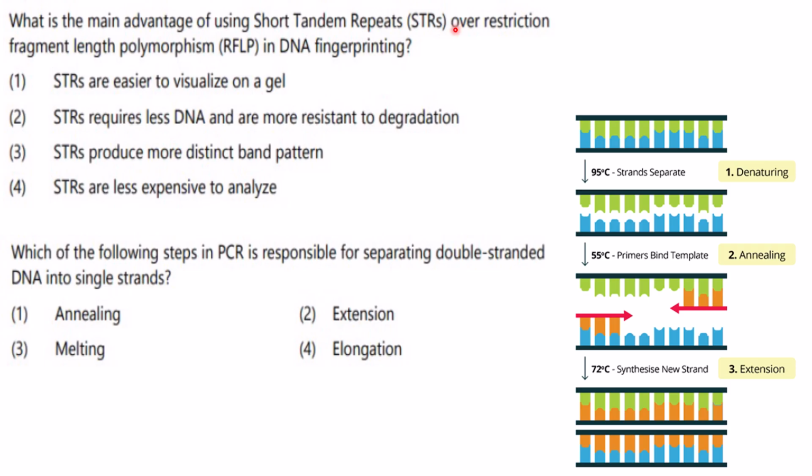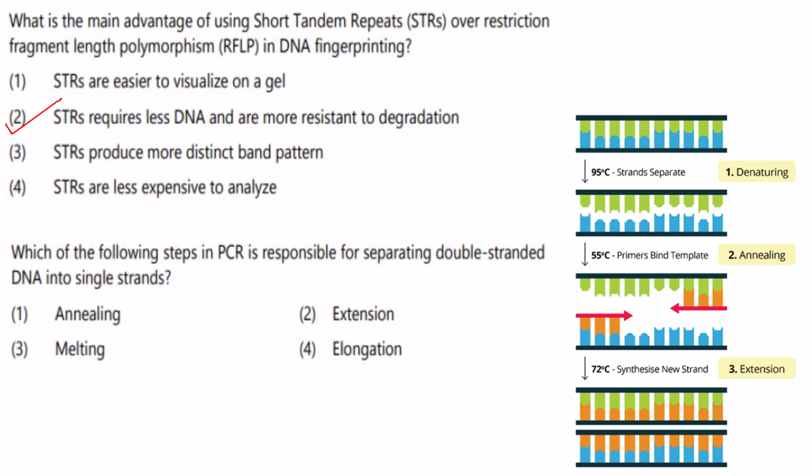and VNTR. Short tandem repeats are repetitive sequences of 2 to 6 base pair, and they are highly polymorphic and widely distributed in the genome. So why do you use these short tandem repeats? Means they are easier to visualize on gel? No, they require less DNA and are more resistant to degradation. Yes, that is more correct. That is why you use STR.